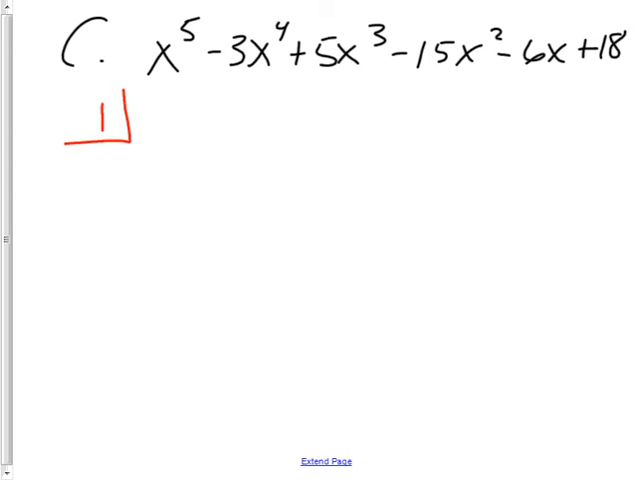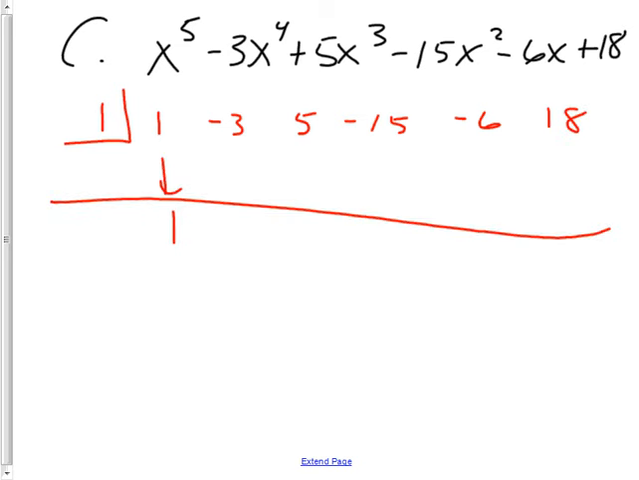Did any of you guys start already? All right, we'll do 1. And it's 1, -3, 5, -15, -6, and 18. Drop it, multiply it, add it, multiply it, add it, multiply it, add it, multiply it, add it, multiply it. Wait a minute. That right there should be -18. You're right because you're adding them, right. There we go. And now that makes that -18. And then they will make 0.